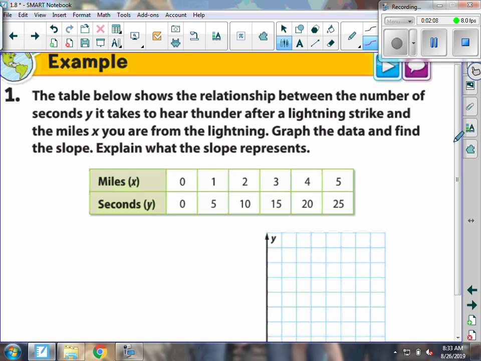It says the table below shows the relationship between the number of seconds y it takes to hear thunder after a lightning strike and the miles x you are from the lightning. Graph the data and find the slope. Explain what the slope represents. Take a moment to copy this down, please.